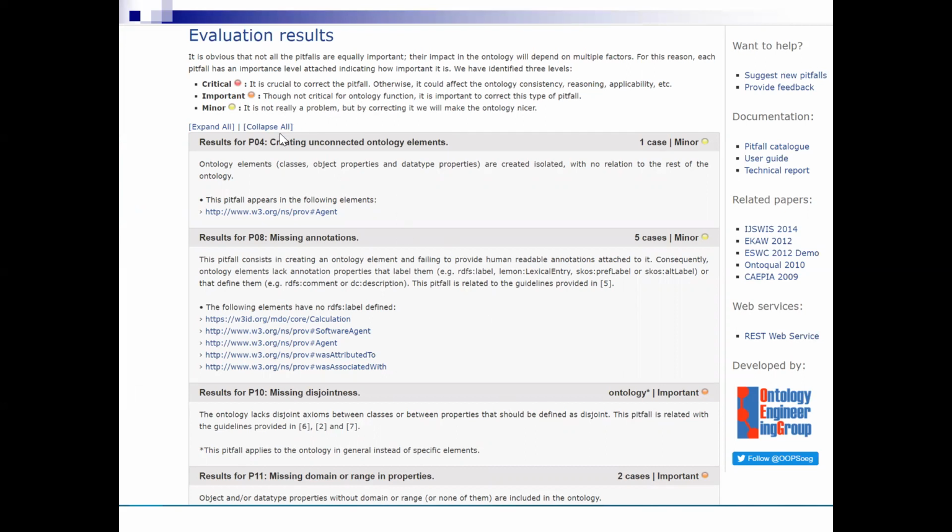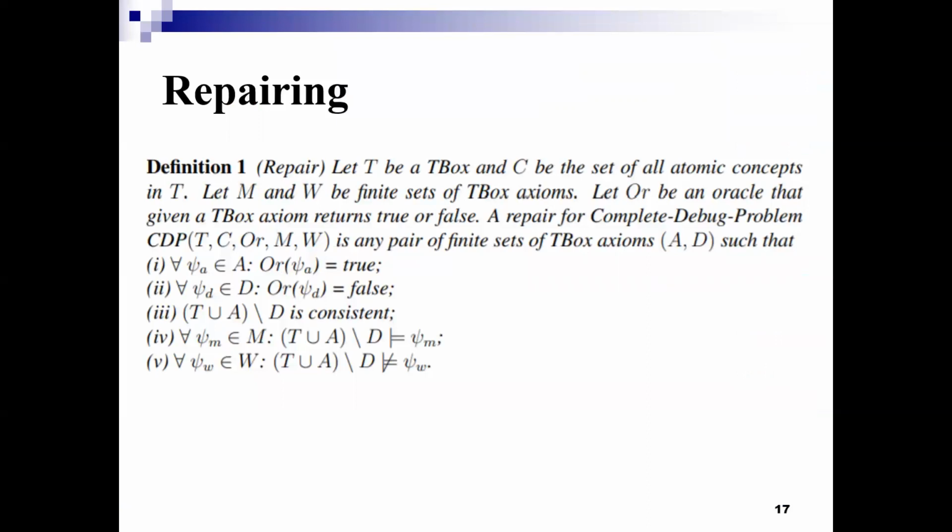So here are things like it says that we created unconnected ontology elements. And it says it's a minor thing. Actually, in this case, it was not a problem for the ontology. You may want to add annotations. And here it says these concepts don't have annotations. Also a minor thing. But then something that's important for reasoning is that there may be missing disjointness. And here it found something about missing domain and range in relationships. And this is also important. Not all of the pitfalls are actual defects, and that's why you will still need to validate on your own. But it gives you some good ideas about what problems could be in your ontology. So after having detected and validated your defects, you want to repair them.